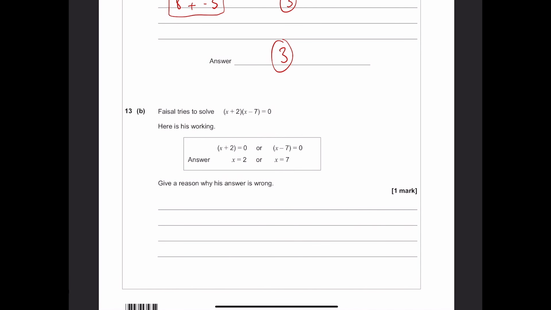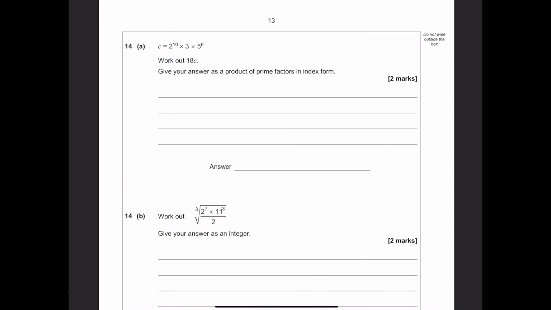Tries to solve a quadratic. Here is his working. Give a reason why his answer is wrong. Now straight away here, this value is correct, x does equal 7, but to make that bracket equal 0, we would need x to be minus 2, not positive 2. Because if you were to sub positive 2 into there, that makes 4, not 0.